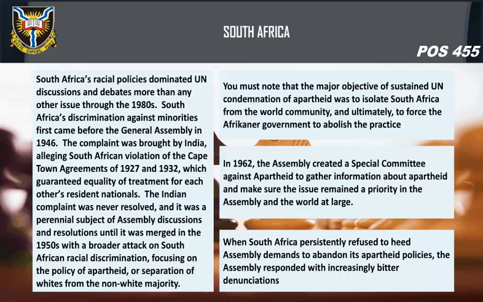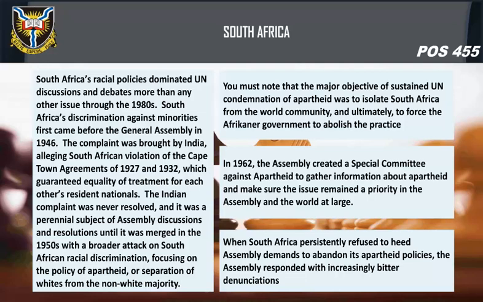The complaint was brought by India, alleging South African violation of the Cape Town Agreements of 1927 and 1932, which guaranteed equality of treatment for each other's resident nationals. The Indian complaint was never resolved, and it was a perennial subject of Assembly discussions and resolutions until it was merged in the 1950s with a broader attack on South African racial discrimination, focusing on the policy of apartheid, or separation of whites from the non-white majority.